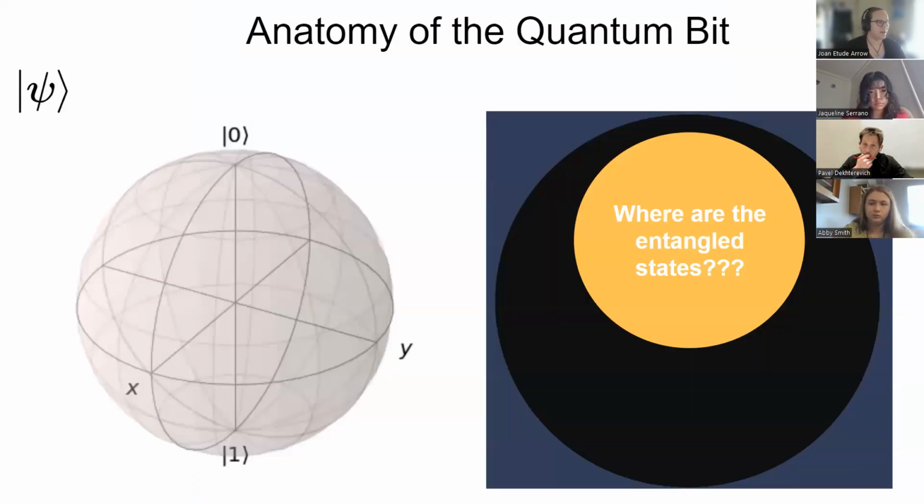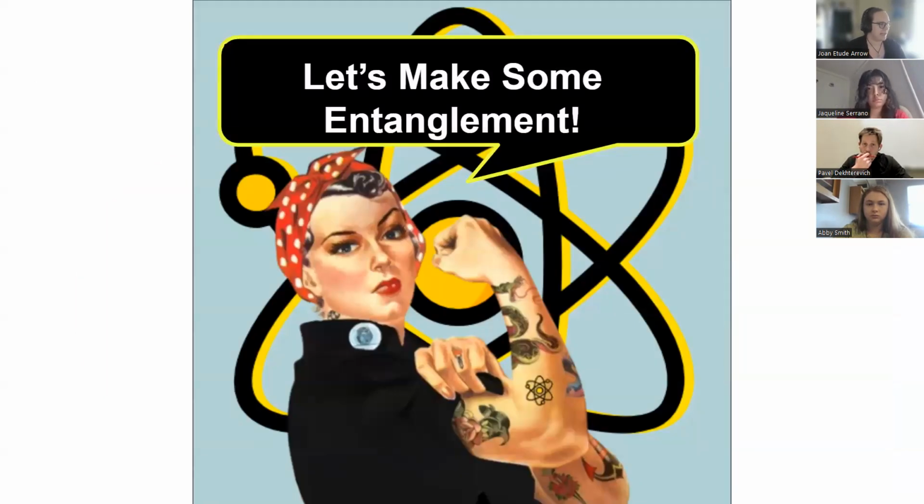The punchline is you need more than 1 qubit to make entanglement. 1 qubit has no ability to entangle. You need more than 1. Entanglement is like a relationship type of thing. So let's make some entanglement.